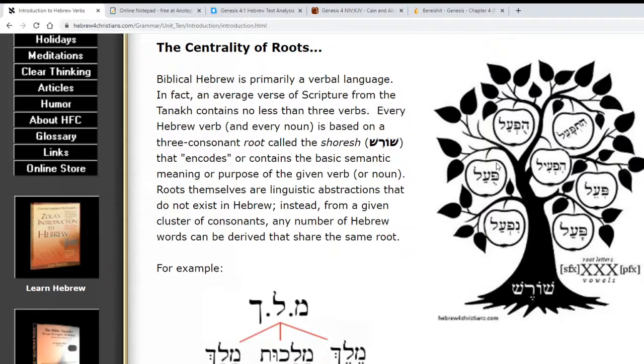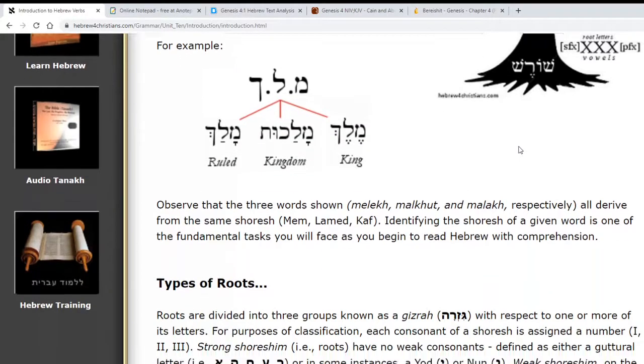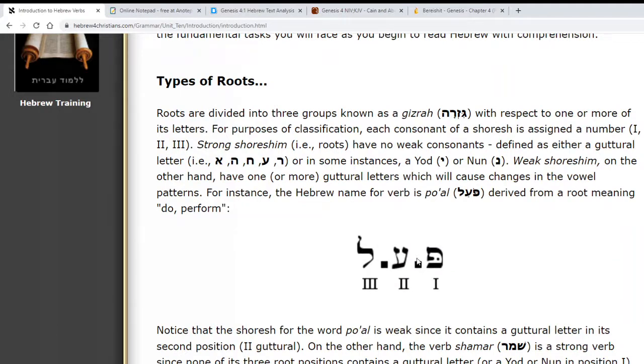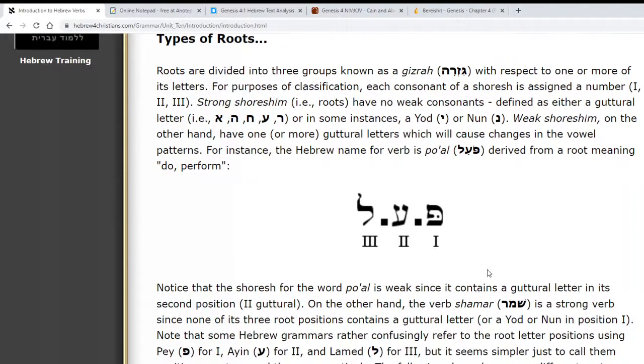So what we do is we use pe ayin lamed, which, I don't know where it comes from, is the prototypical root, and we refer to the letters as such. The first letter is the pe of the root. The second letter is the ayin of the root. The third letter is the lamed of the root.